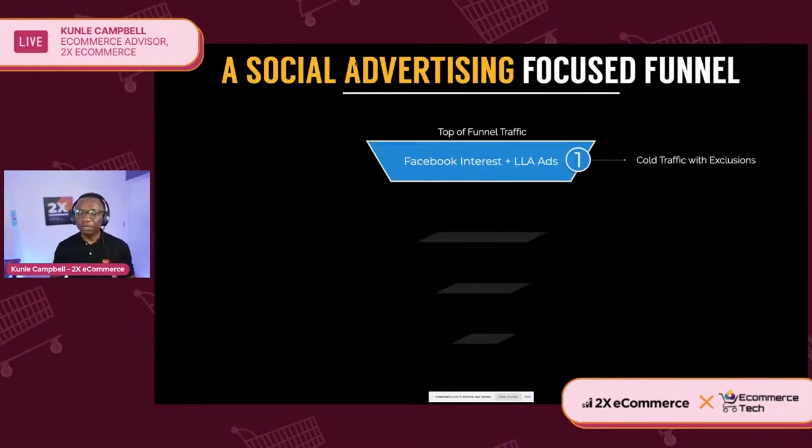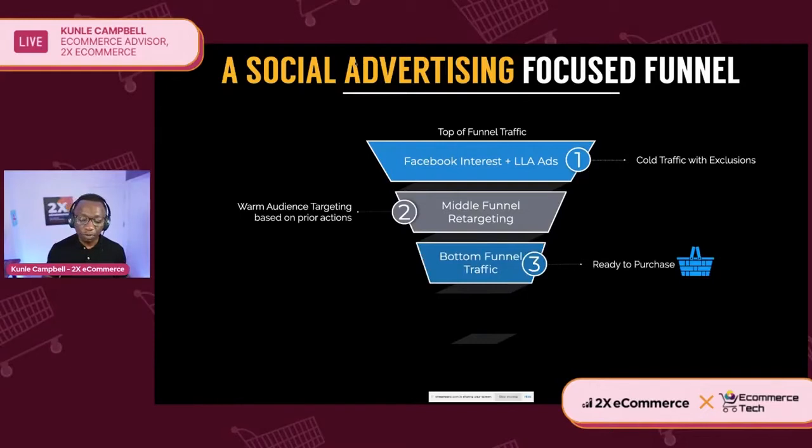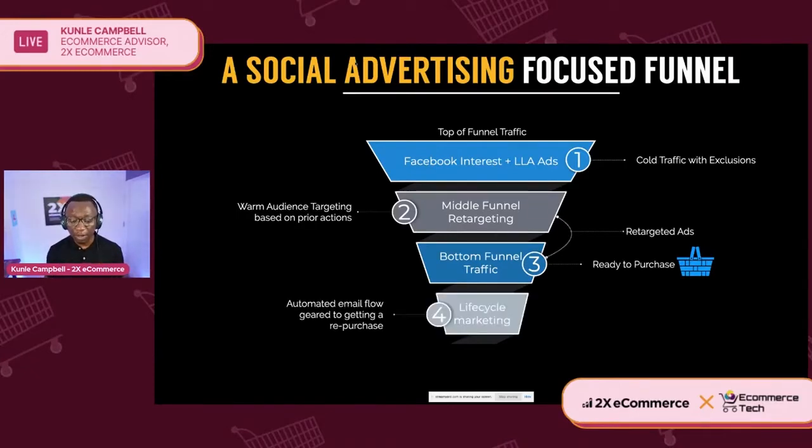So what does a social advertising focused funnel look like? This is the old way of doing things, where people buy traffic on Facebook based on interest, based on LLAs, based on their custom audiences, and they essentially exclude traffic. And they're then able to generate a warm target audience where they start to run their mid-funnel adverts for retargeting. And then at the bottom of the funnel, they start to trigger purchases. Obviously, there are a lot of retargeting ads, both mid funnel and bottom of funnel. And what they do eventually is go for lifecycle marketing, which would automate email flows.